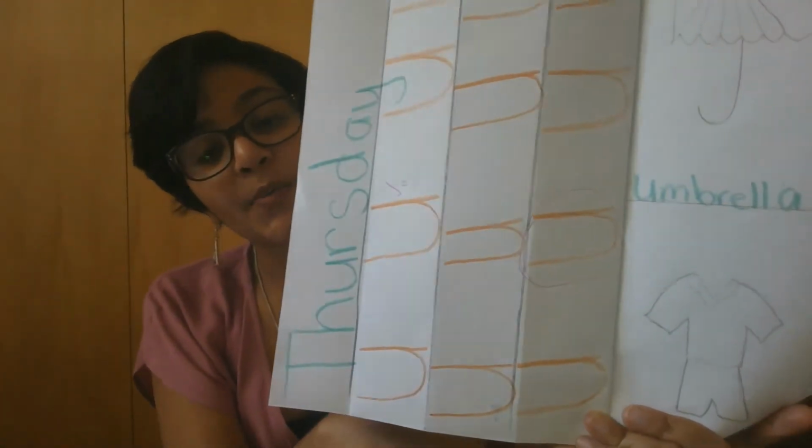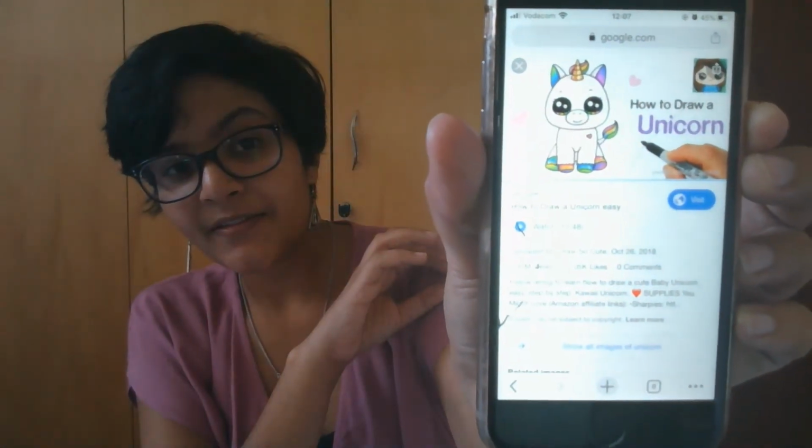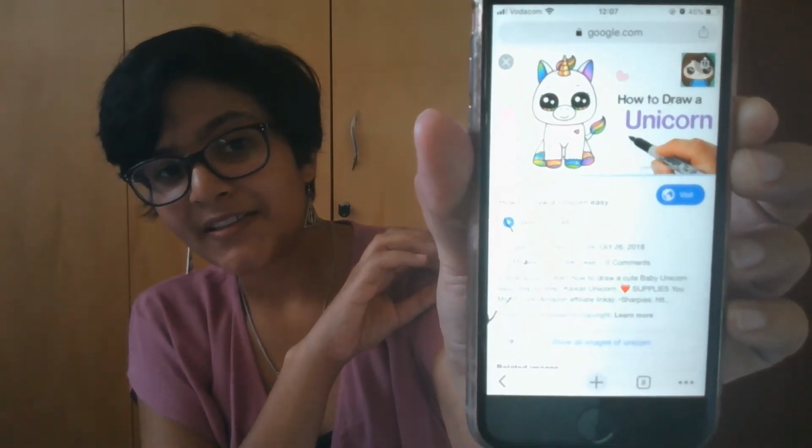The next word we are going to write is the word unicorn. So a unicorn is a horse that has a horn on it. I'm sure a lot of you have seen unicorns and know what they look like. They're usually very magical and colorful. So I wanted to show you guys the unicorn I'm going to try and draw. I found an easy one on the internet. It looks like that. Okay, so I'm going to try and draw that.